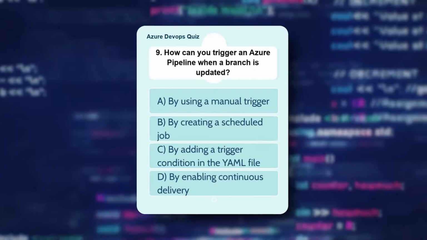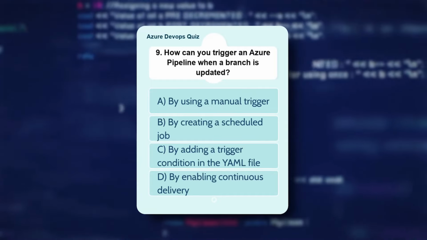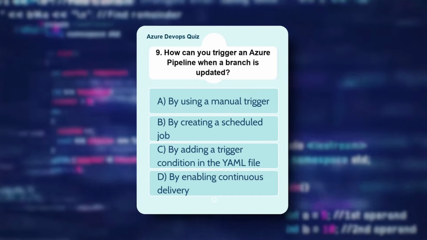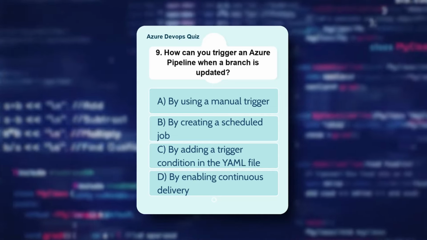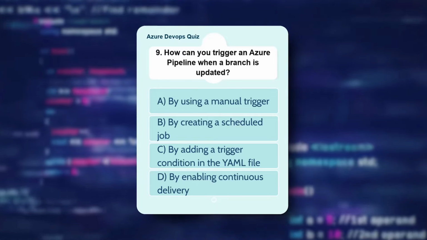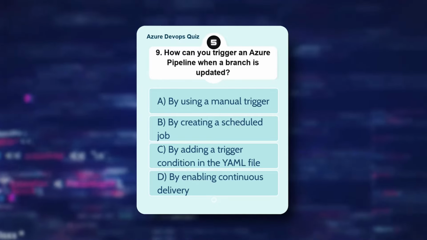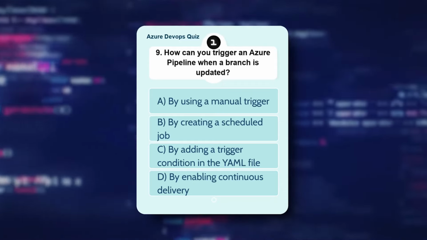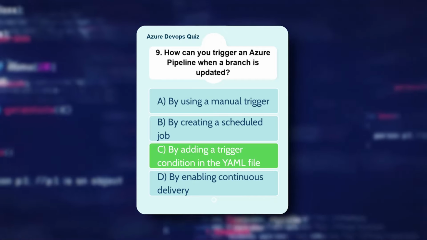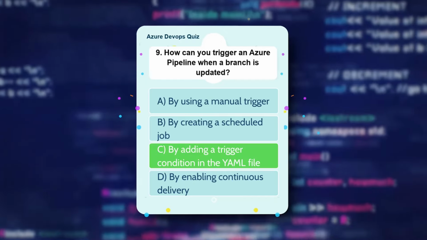9. How can you trigger an Azure pipeline when a branch is updated? A. By using a manual trigger. B. By creating a scheduled job. C. By adding a trigger condition in the YAML file. D. By enabling continuous delivery. Answer. C. By adding a trigger condition in the YAML file.